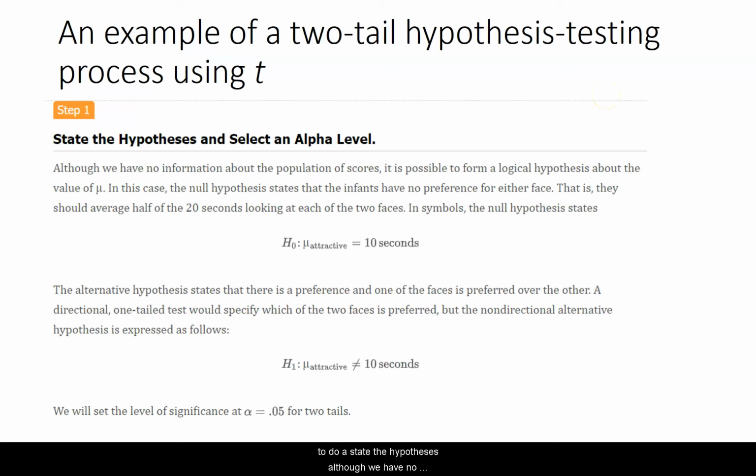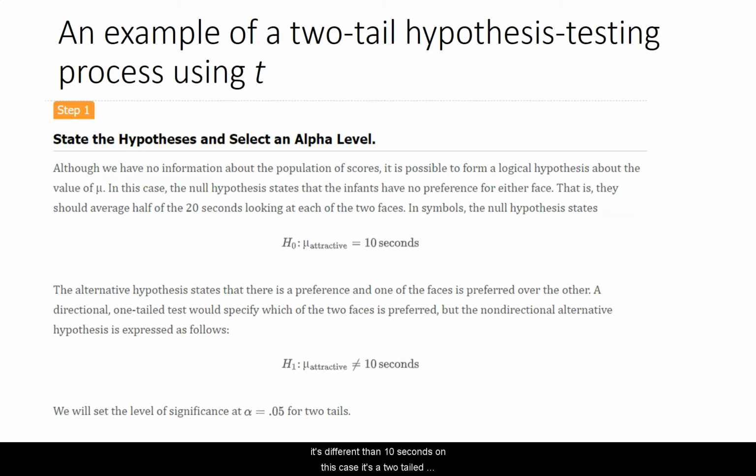Although we have no information about the population of scores, it's possible to form a hypothesis about the value of mu. In this case, the null hypothesis states that the infants have no preference for either face. That is, that they should average half of the 20-second lookings at the 2 faces. So we'll say that the mean looking time is 10 seconds for the attractive face. And the alternative hypothesis says it's different than 10 seconds.